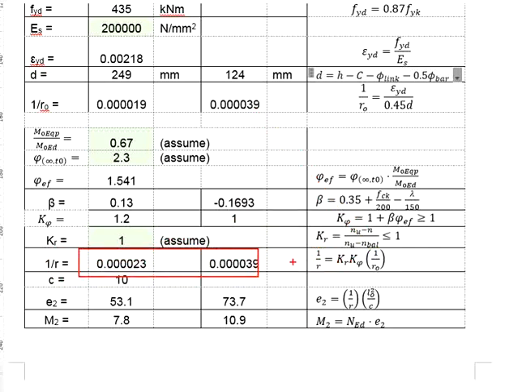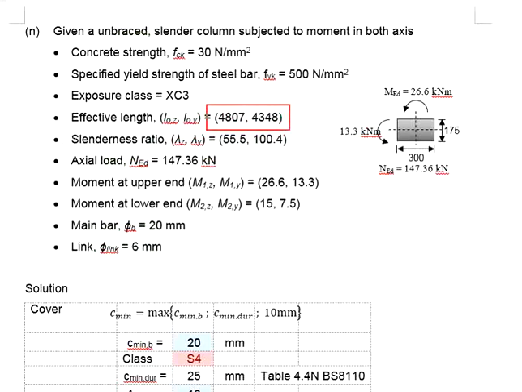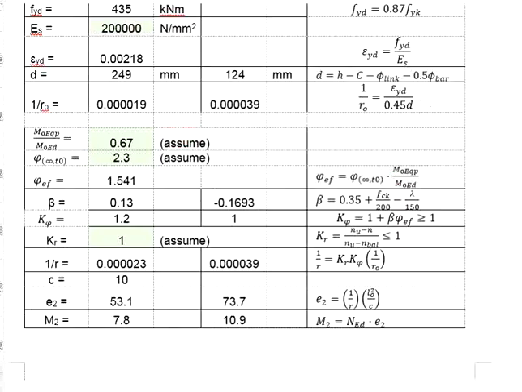Having two curvatures here, you're going to calculate two E2, the equivalent eccentricity for the second order moment. This is the formula for E2. 1 per r0 is this. The constant C is taken as 10 as given in Eurocode, and then you need the effective length. The effective length for the major and the minor axis varies. Use the right effective length for you to calculate E2.